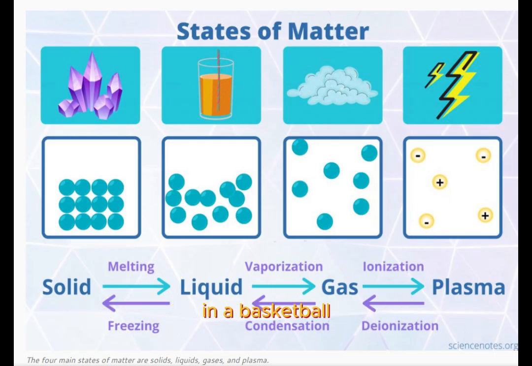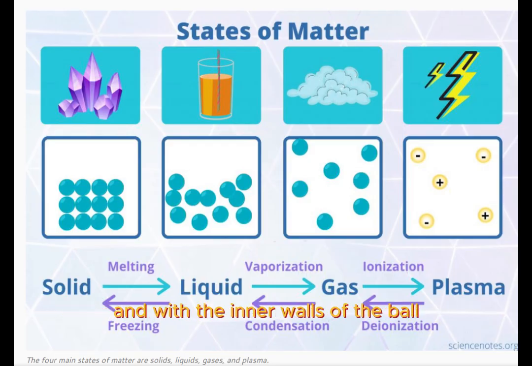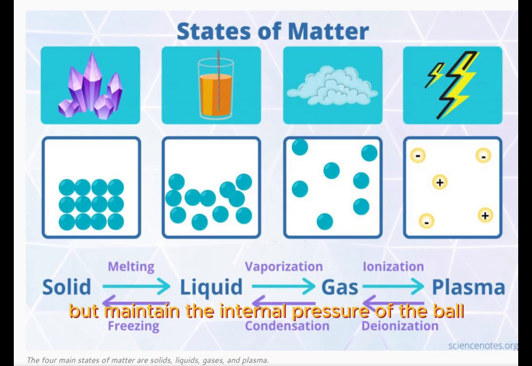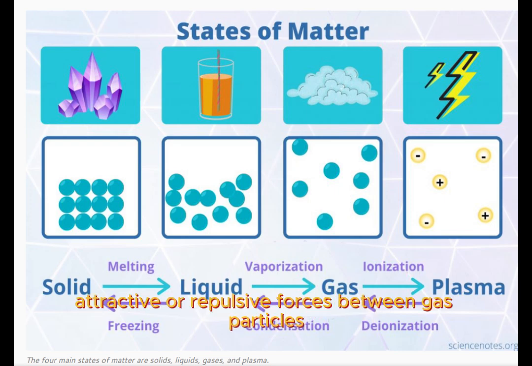Example: in a basketball, the gas particles inside collide with each other and with the inner walls of the ball. These collisions don't lose energy, in an ideal case, but maintain the internal pressure of the ball, which helps keep its shape.